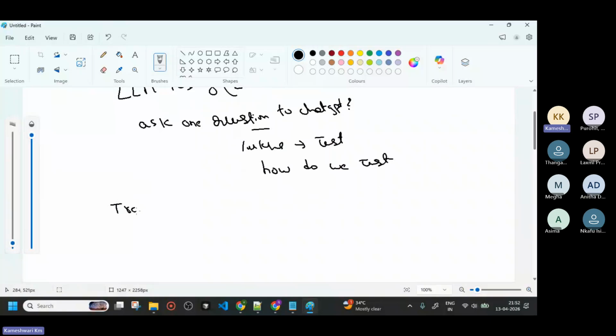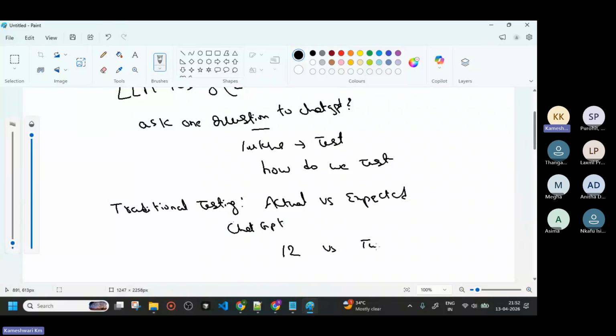Comparing. Yes, that is traditional testing. How do we do traditional testing? As you said, ma'am, the same: actual versus expected. Till now we are doing the same, right? Now ChatGPT came into the picture, where you are asking one question. Okay, we have the expected answer. Just consider you are asking one question, the answer should be 12 and expected is coming like 12. Tell me, is it correct or wrong?